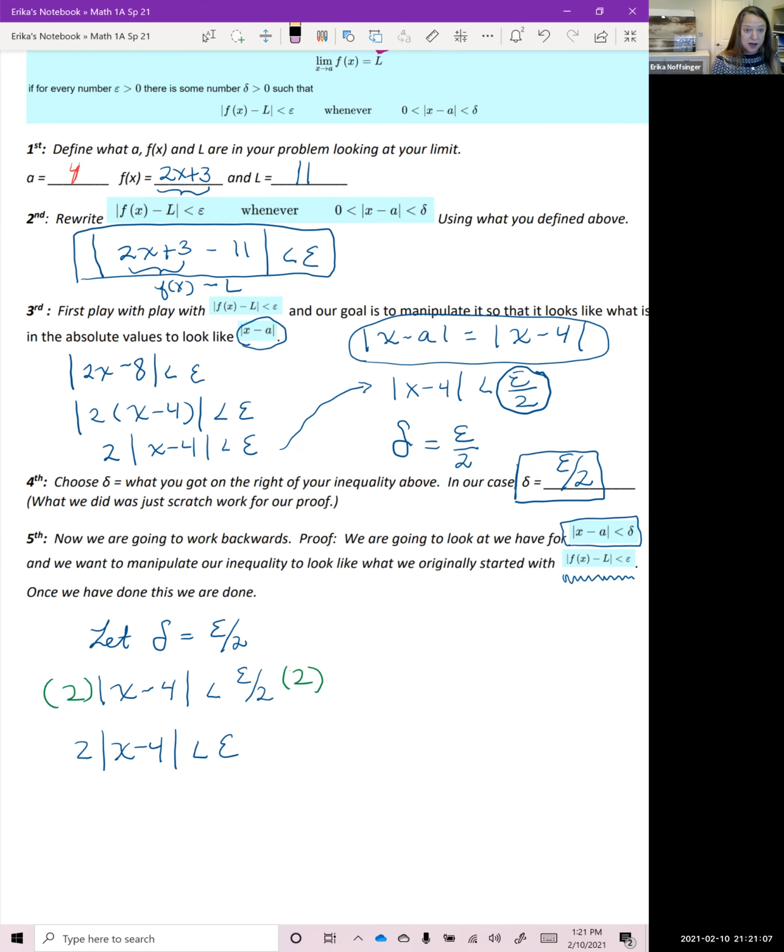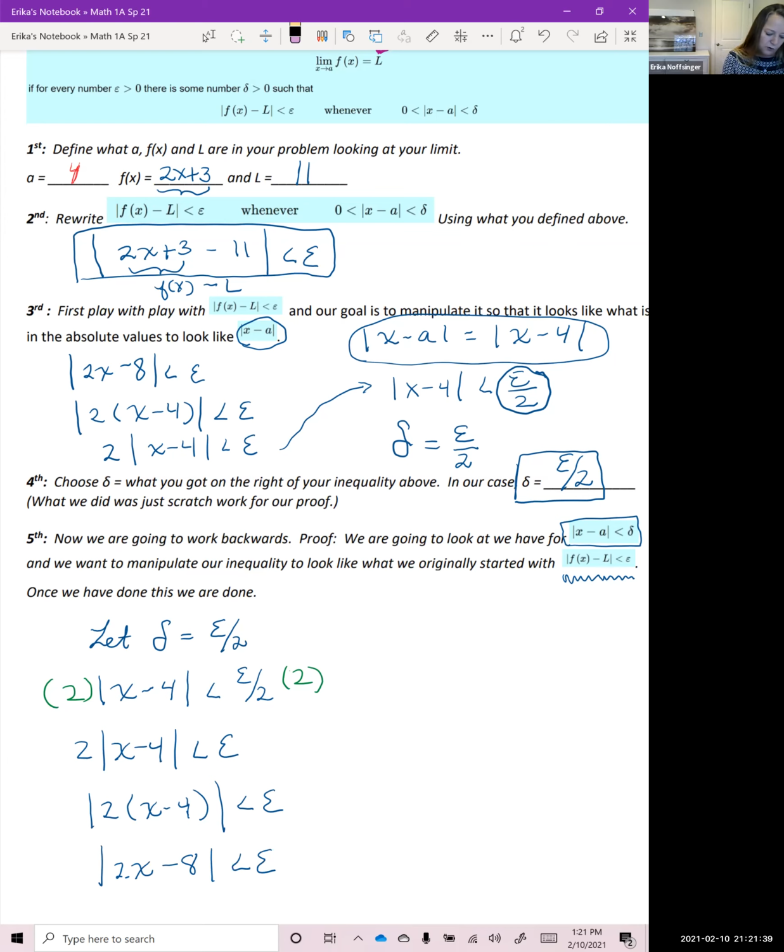Because that coefficient outside of the absolute value is positive, it's the same thing as if it was inside. So we can say this is the same thing as the absolute value of 2 times the quantity x minus 4, which is less than epsilon. We can now distribute. So we have the absolute value of 2x minus 8 is less than epsilon.